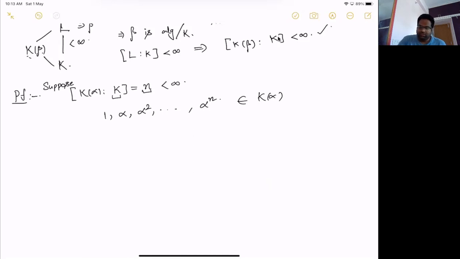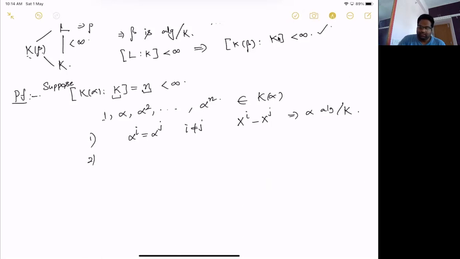So especially, one of the following two cases may happen. Either alpha to the power of i is equal to alpha to the power of j for some i not equal to j. So two elements may be equal, in which case alpha satisfies x to the power of i minus x to the power of j, so that alpha is algebraic over K.